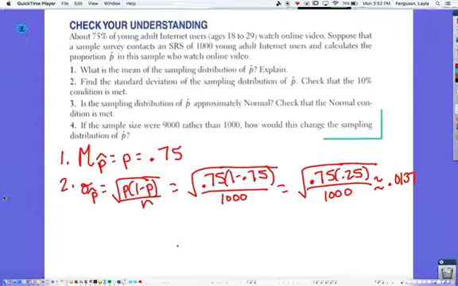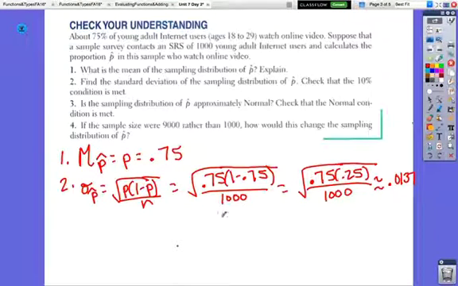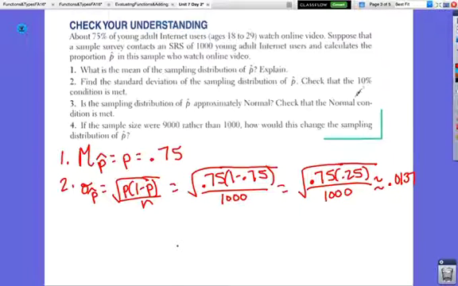The other thing that we have to answer for this question is to check that the 10% condition is met. What that means is that our sample has to be at most 10% of our entire population. Our sample is 1,000, so that would mean that our entire population would have to be only 10,000. And if we're talking about internet users between ages 18 to 29, that's definitely going to be more than 10,000. So that means that our 10% condition is definitely met.